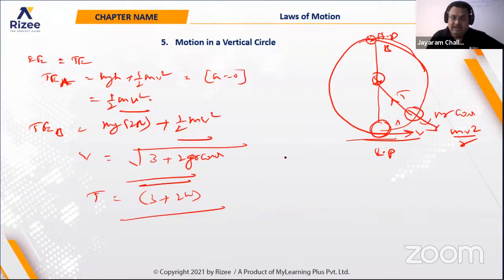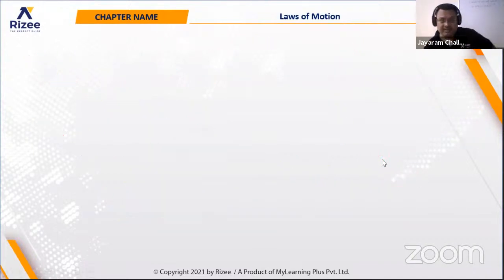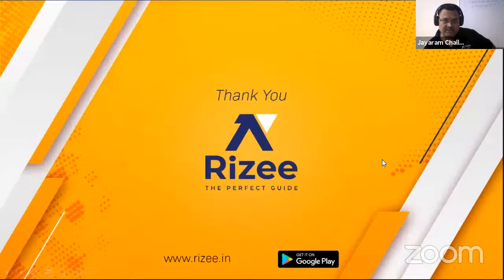So in the vertical circle, the law of conservation of energy and the law of conservation of momentum both will be satisfied. Both of these are satisfied. So please be careful in applying those relations, please.